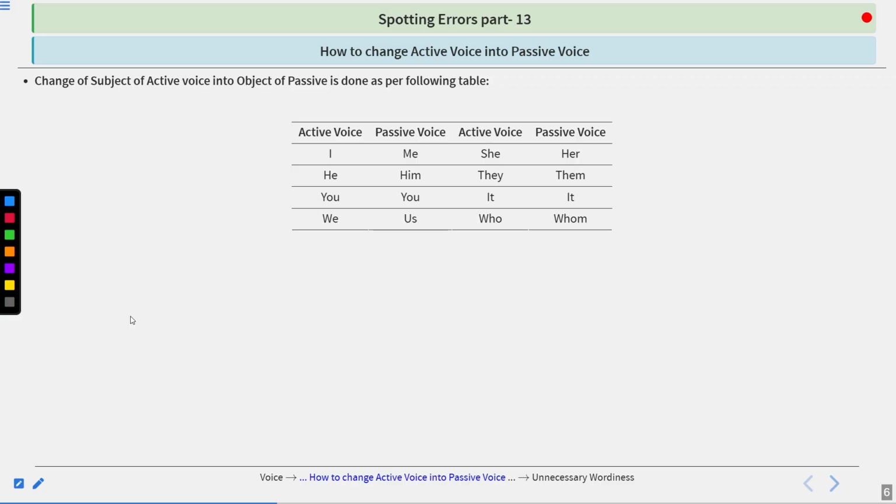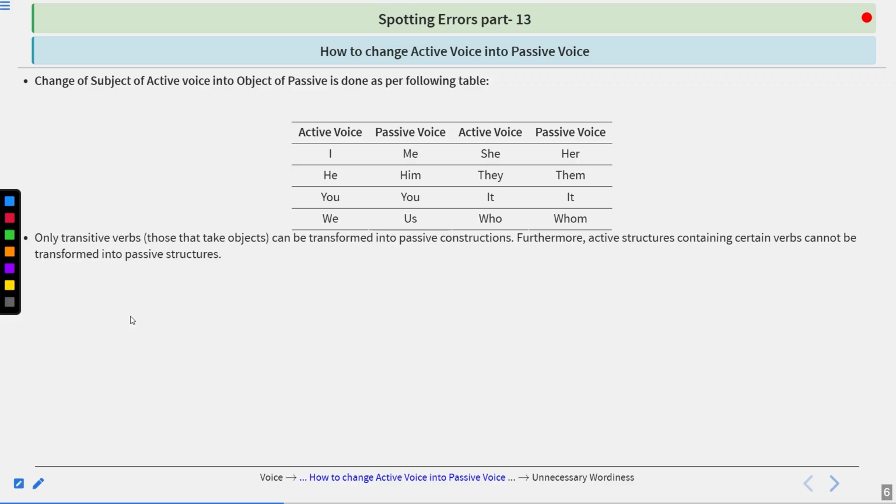They will be changed into them in passive voice. You will be changed into you in passive voice. It will be changed into it in passive voice. We will be changed into us in passive voice. And who will be changed into whom in passive voice. I hope you have understood.